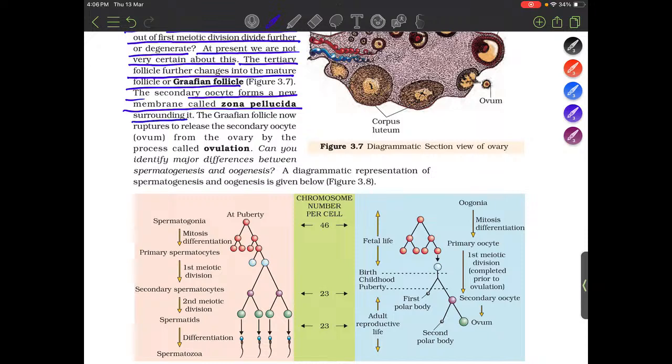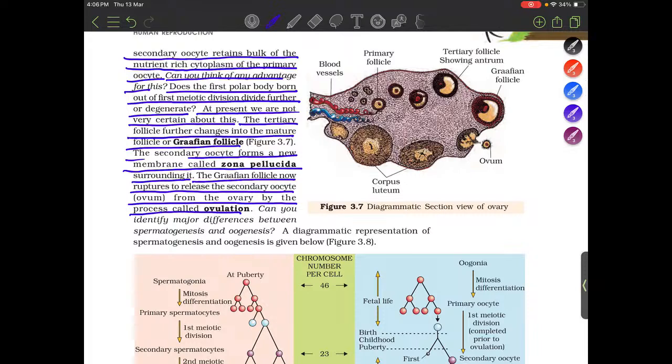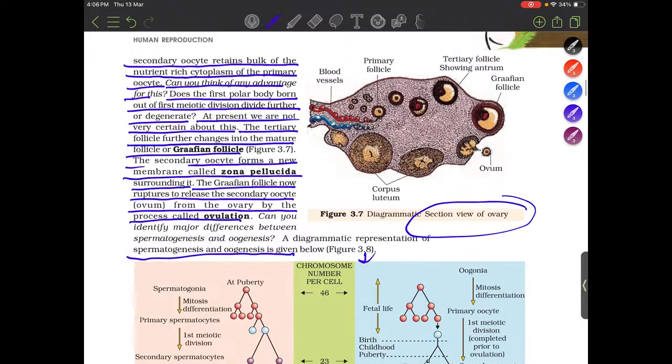pellucida surrounding it. The Graafian follicle now ruptures and releases the secondary oocyte, the ovum, from the ovary by the process called ovulation. Can you identify the major difference between spermatogenesis and oogenesis? On the diagrammatic sectional representation of spermatogenesis and oogenesis given below, and here is a sectional view of the ovary.